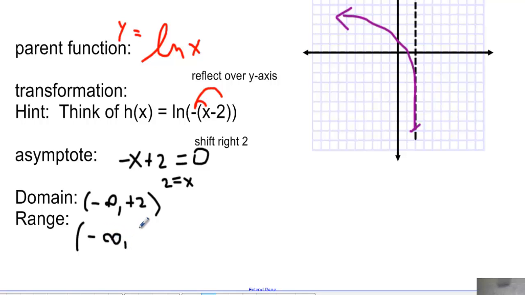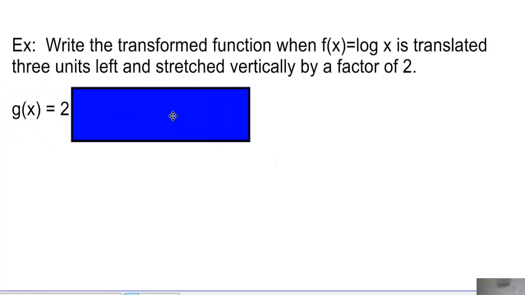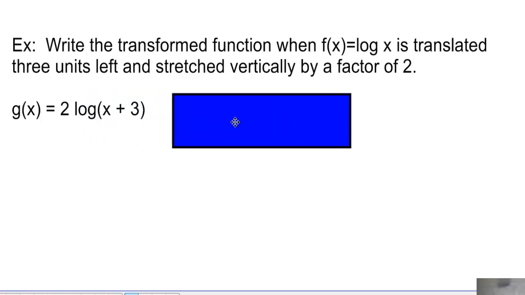All right, write the transformed function when f of x equals log x is translated 3 units to the left and stretched vertically by a factor of 2. Well, you know if it's stretched vertically by a factor of 2, you're going to have a 2 out in front of the logarithm, right? So it's going to be 2 times log of, and we want to shift it 3 units to the left, so we would need to have x plus 3 in parentheses.